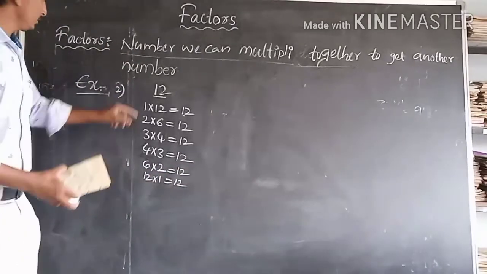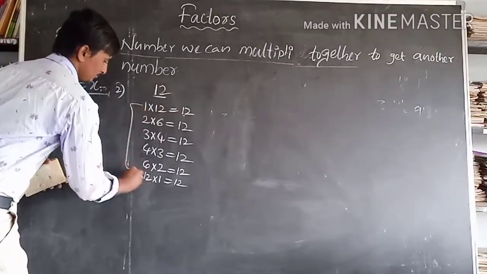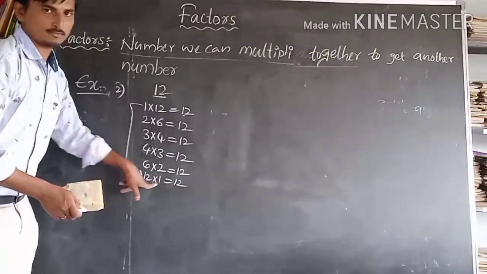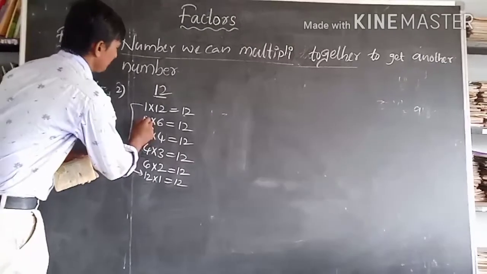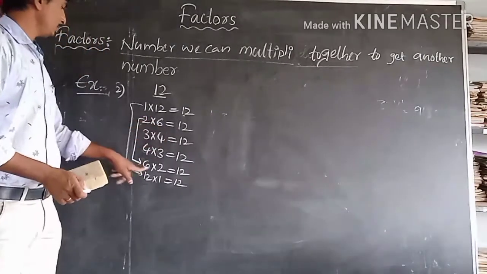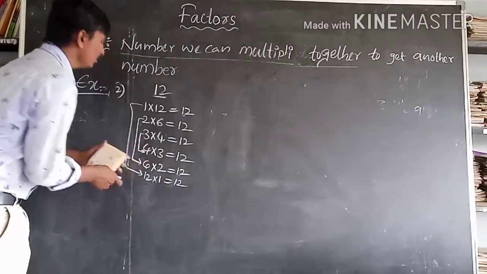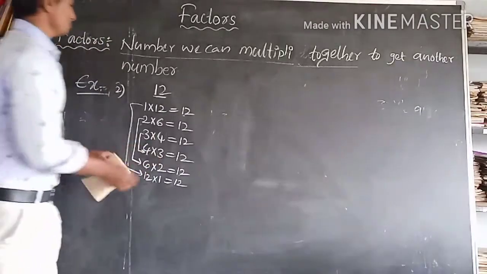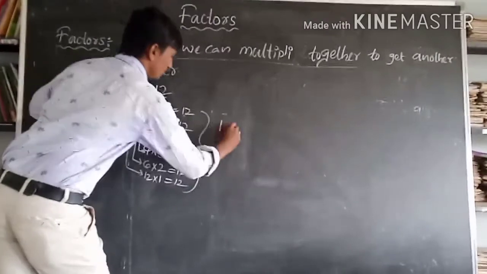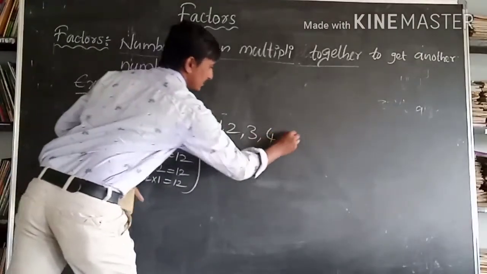So some are repeated. 1 multiplied by 12 and 12 multiplied by 1 are the same, just reversed. So the same with 2 and 6: 2 multiplied by 6 is 12, and 6 multiplied by 2 is 12. 3 multiplied by 4 or 4 multiplied by 3 is the same. So we can write only one. So 1 and 2 and 3 and 4 and 6 and 12.